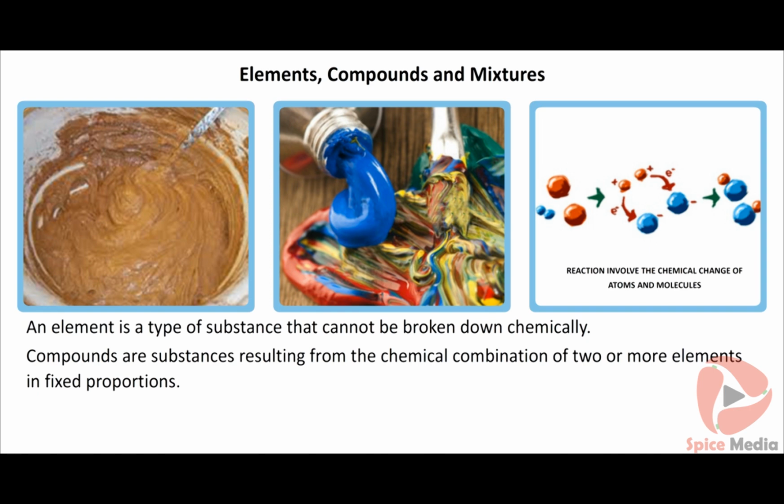For example, when hydrogen gas and oxygen gas are stored together in a container in the ratio 2:1, under certain conditions they combine to form water, which is a liquid and has physical and chemical properties that are totally different from those of either hydrogen or oxygen. Water is a chemical compound. A molecule can be broken down chemically into the atoms of the constituent elements.